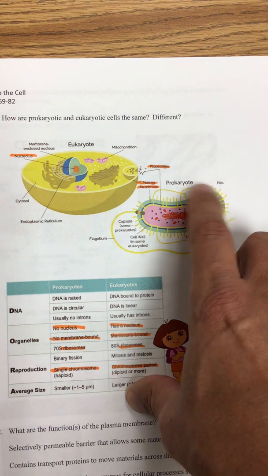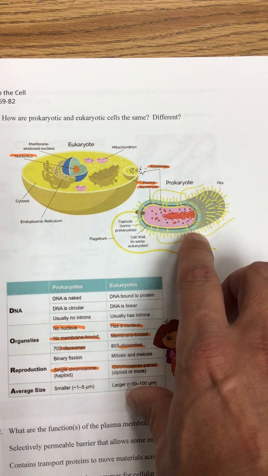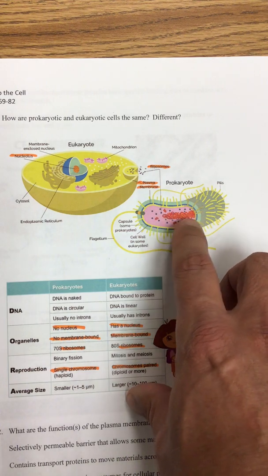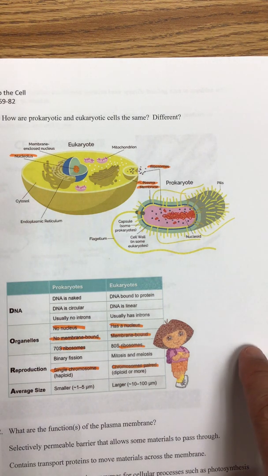So, just recognize a typical prokaryotic cell. There's no nucleus. The genetic material is just kind of in a location. It's not enclosed in a nucleus within that cell.